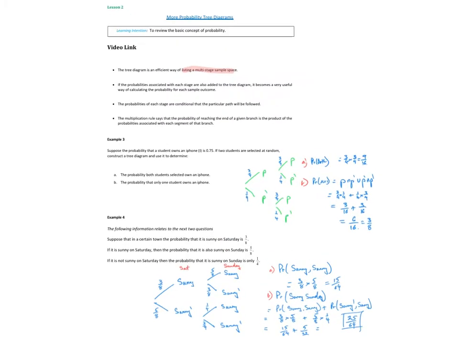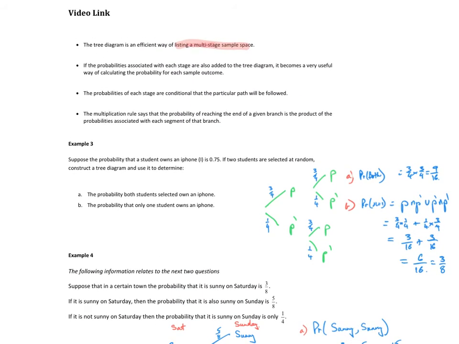So a couple of key features of our tree diagram. We use it for multi-stage experiments. We put the probabilities of each stage onto the tree diagram itself. The probability of the next stage happening depends upon what happened previously. So if I come down to this tree diagram here, the probability of this second P here, and we'll talk about what that stands for, will depend on whether or not the previous P happened. So the next stage in the event depends upon what happened in the previous event.